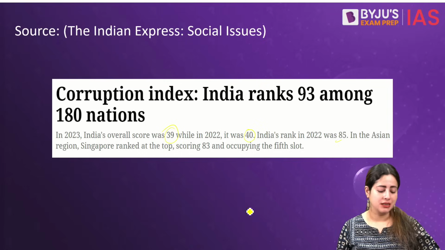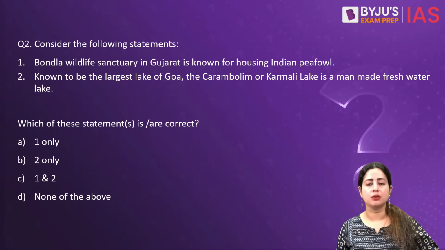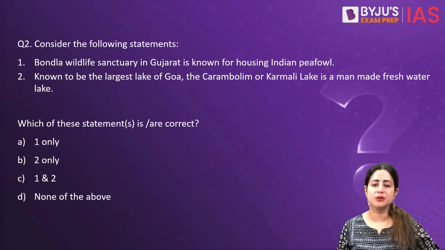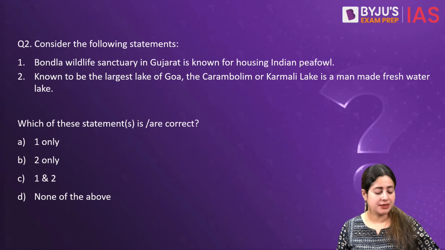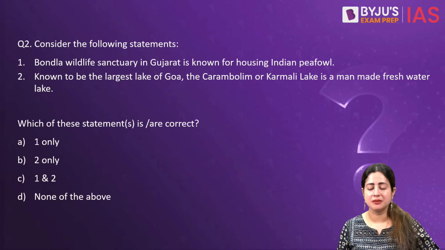With this, let's proceed with the second question on your screen. And here we have 2 statements to analyze. The first statement talks about Bondla Wildlife Sanctuary. It says Bondla Wildlife Sanctuary in Gujarat is known for housing Indian peafowl. Half of this statement is correct.